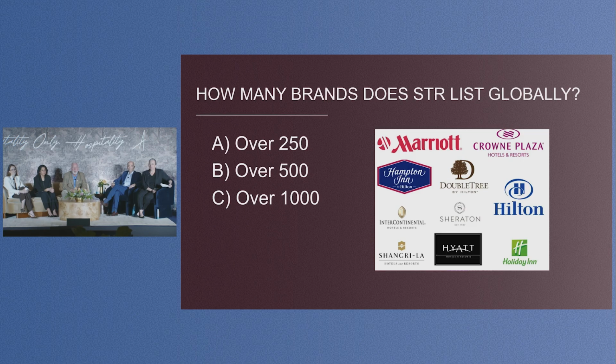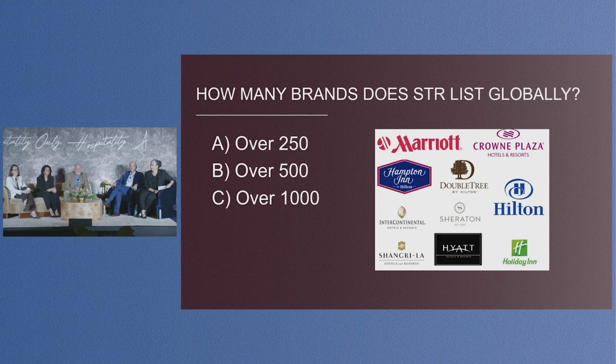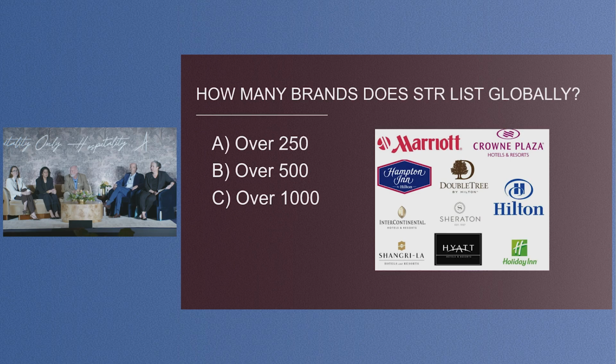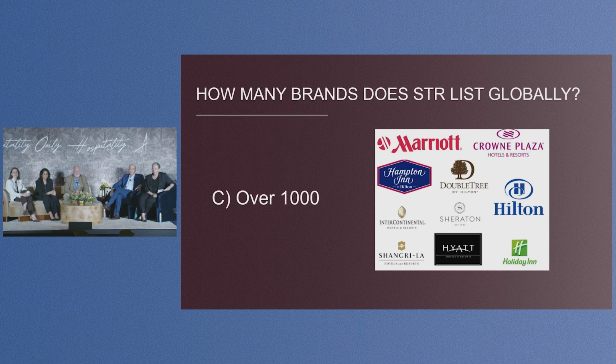All right, how many brands does STR list globally? Over 250? Around 250? Raise your hands. No? Okay, over 500? All right, oh, okay, I see some hands. You guys are awake now. All right, over 1,000. Okay, I see one hand back here. Oh, another hand over there. All right, drum roll. Over 1,000.